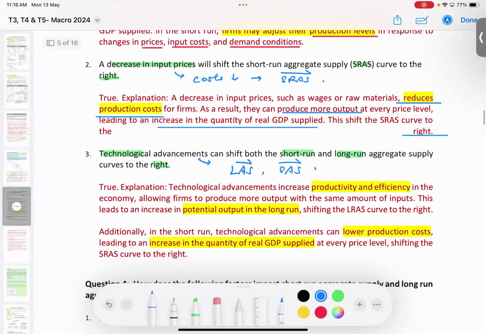So that's my explanation here. Remember, it increased the potential output in the long run. So whatever changes the potential output will also affect the SRAS curve. For example, because it lowers the cost, because you are more efficient, you can increase the quantity of real GDP supply.